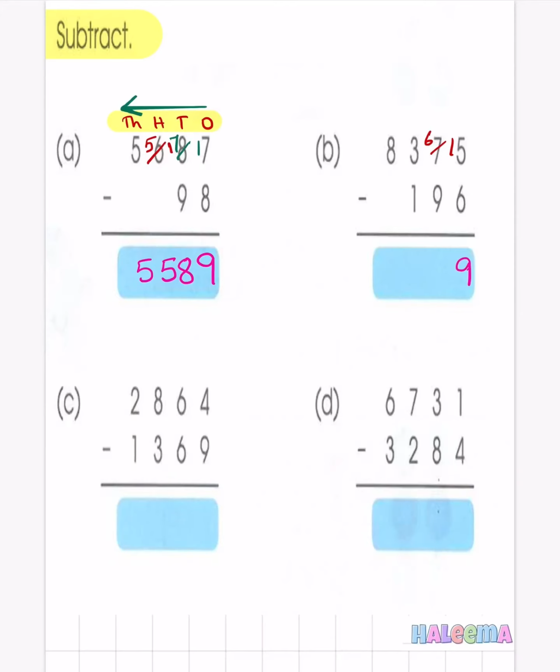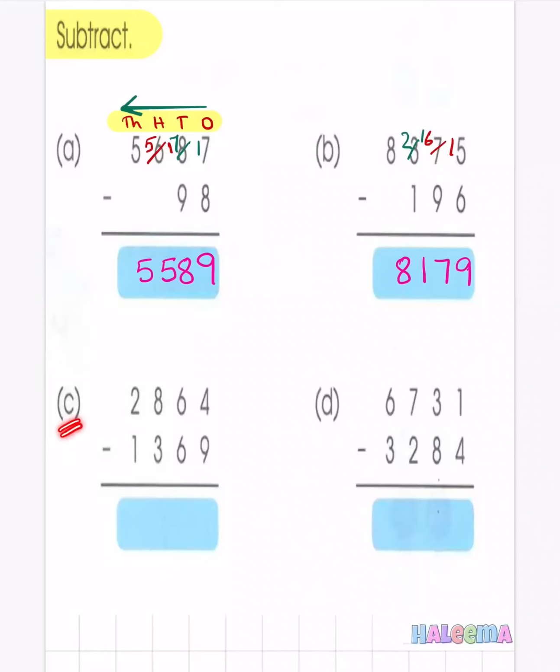We're going to borrow it from 3. 3 will become 2 and 6 will become 16. So 16 minus 9 is 7. 2 minus 1 is 1. And there is nothing under 8. So we're going to write it as it is or assume there is a 0 and subtract it from 8. The answer will still remain the same.